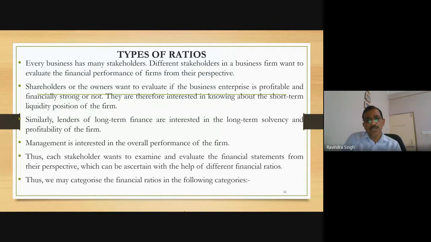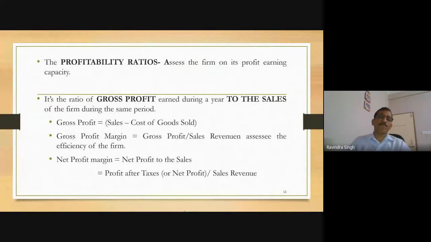that before investment, you refer to their balance sheet and audit report, and nothing else is available before you. So you calculate with that data only. But once that data itself is manipulated, then who can help? Management is interested in the overall performance of the firm. Each stakeholder wants to examine and evaluate the financial statements from their perspectives, which can be ascertained with the help of different financial ratios. Thus, we may categorize the financial ratios in the following categories.